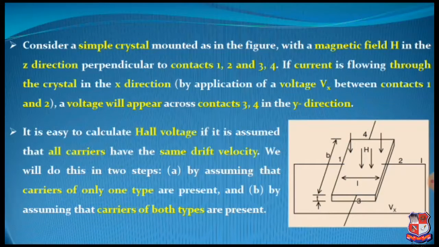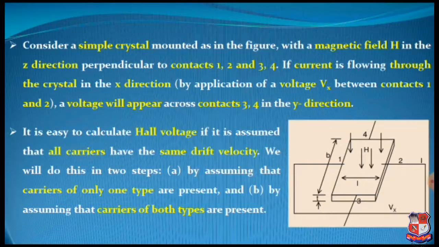As shown in this figure, we consider a simple crystal mounted in a magnetic field capital H, which is a symbolic representation of the magnetic field in the Z direction. Now we will consider these 3 dimensions X, Y and Z. So in the Z direction we have the magnetic field perpendicular to the contacts. As you can see, the crystal has 4 contacts, 1, 2, 3 and 4, as depicted in the figure. 1 and 2 are in the horizontal direction, 3 and 4 are in the vertical direction.